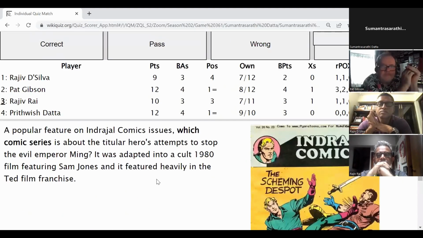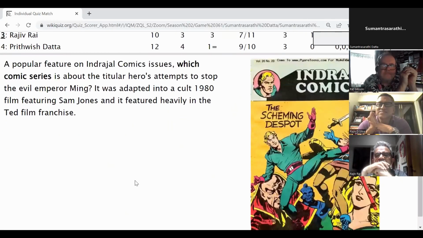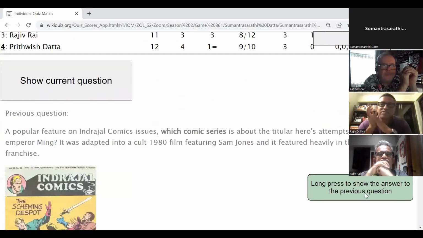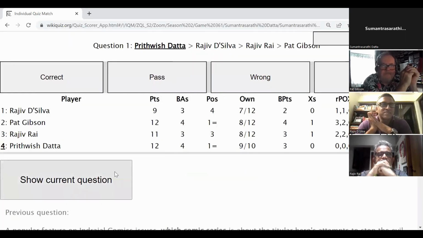A popular feature in Indrajal Comics issues. Which comic series is about the titular hero's attempts to stop the evil Emperor Ming? It was adapted into a cult 1980 film featuring Sam Jones, and it features heavily in the Ted film franchise. Flash Gordon. Is indeed a good answer. This is indeed Flash Gordon, and Prithwish, your direction for the round.